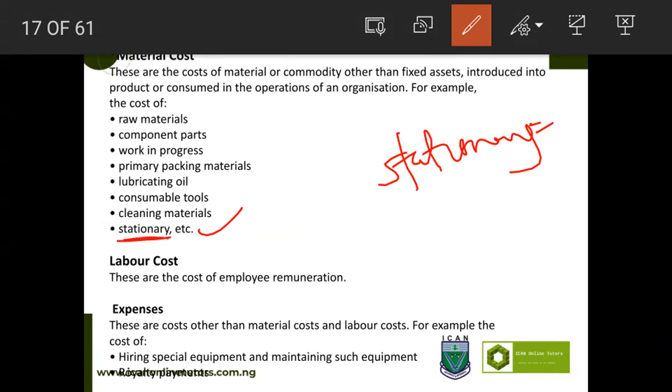Labor cost is the cost of employees, how much you are paying to the labor, how much that me and you are receiving as salary, how much each laborer is earning. Those people that are working day to day, what they are seeing at the end of the day is called labor cost.